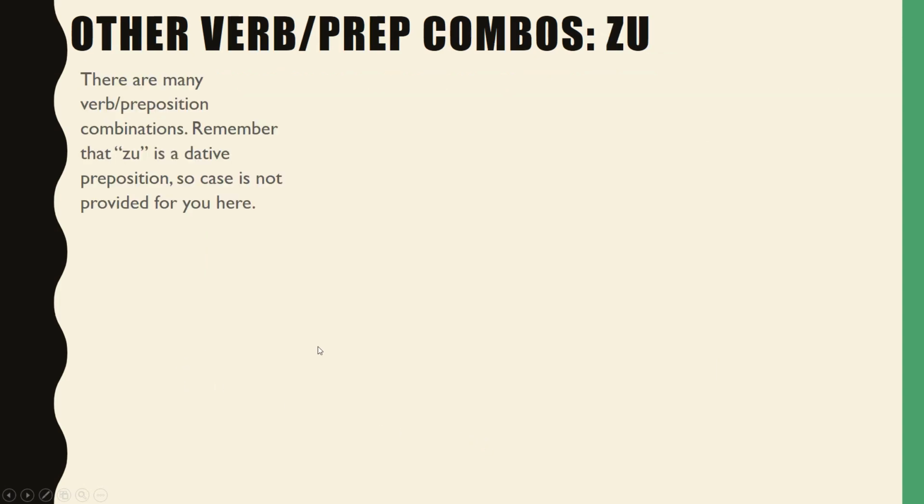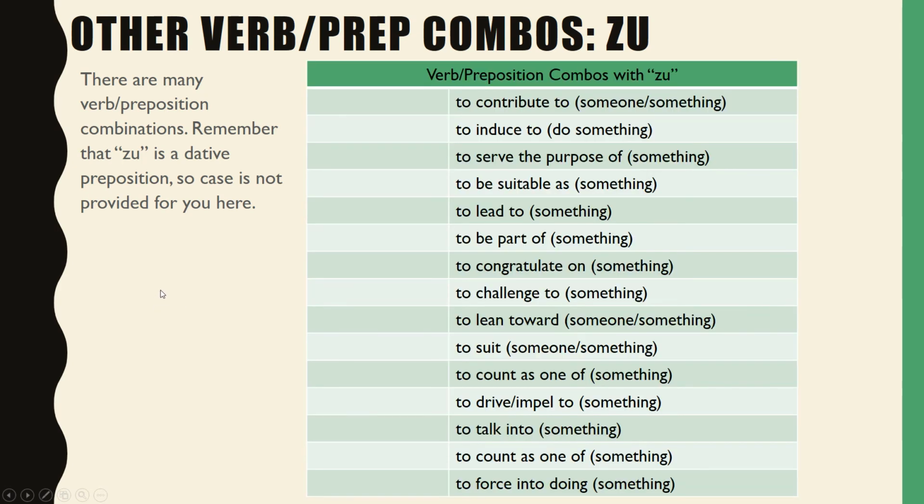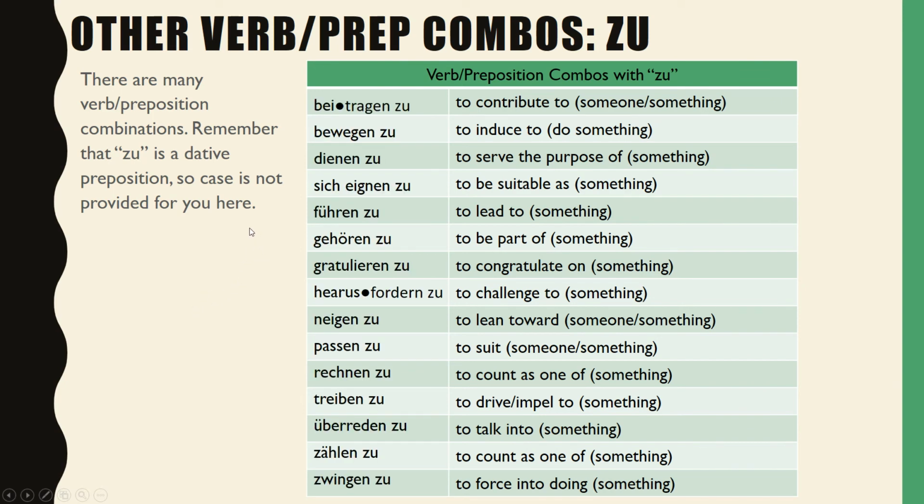Next we have zu. Remember that zu is a dative preposition, so case is not provided for you here. If you would like to practice, pause the video now. Combinations include beitragen zu, contribute to, bewegen, to induce to, dienen, to serve the purpose of, sich eignen, to be suitable as, führen, to lead to, gehören, to be part of, gratulieren, to congratulate on.